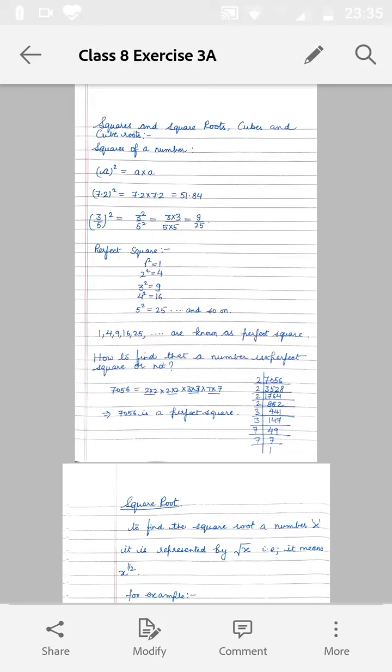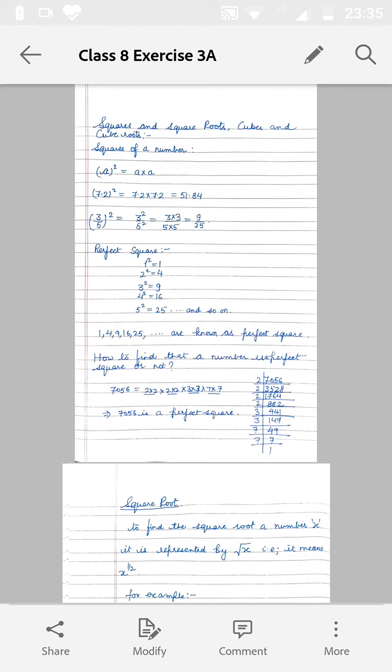Dear students, today I am teaching you chapter 3: squares and square roots, cubes and cube roots. Exercise 3A, square of a number. To find the square of a number, we have to multiply the number by itself. Such as, if we want to find the square of a, then I have to multiply a by a.